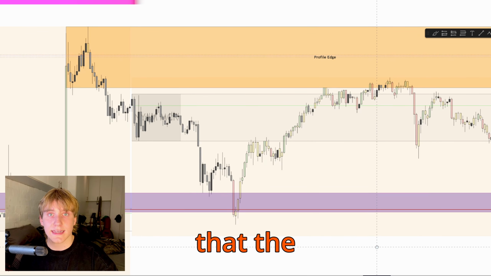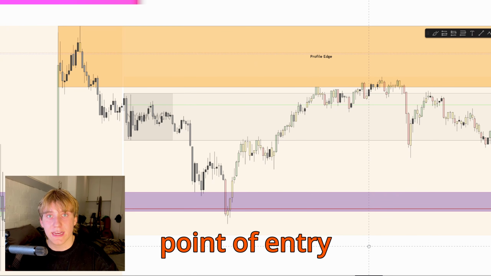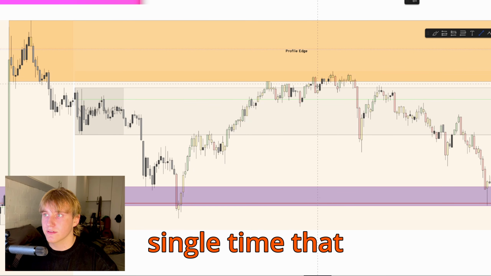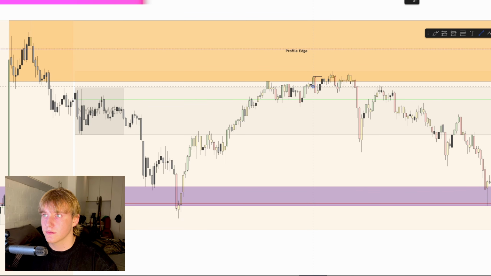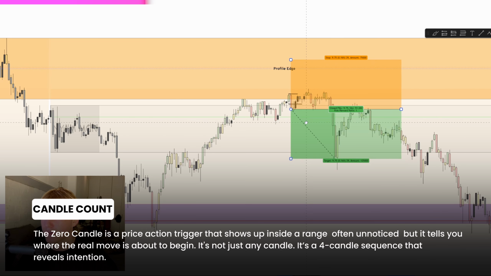We already know that the daily and the weekly is indicating that we need to sell. And now that we have a point of entry to sell from, all we need is a candle count every single time that we get back into this point of entry. So there's a candle count. Could have went 18 ticks.